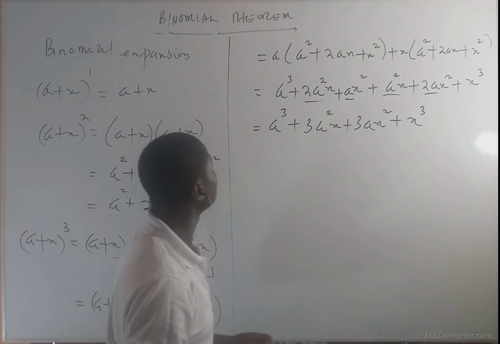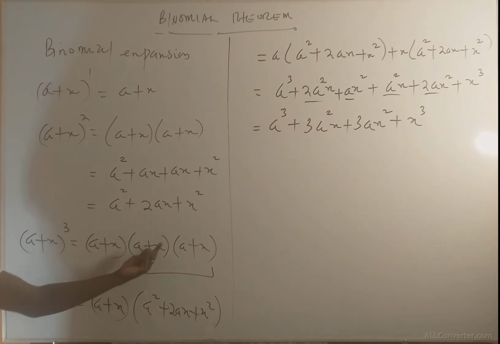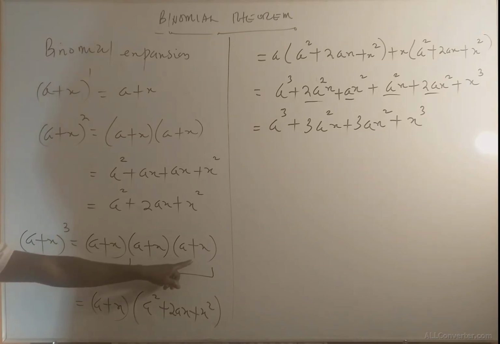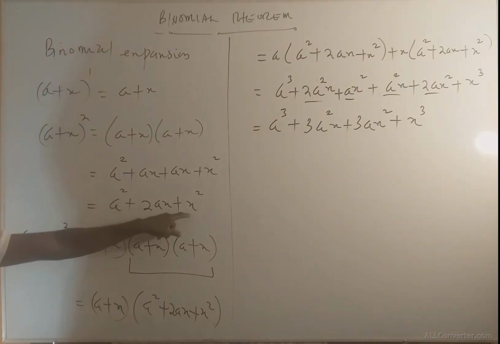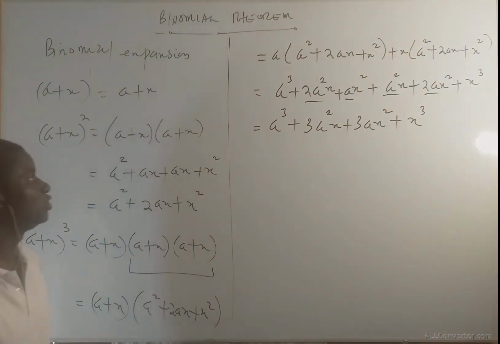I want to go over this again. Don't forget that we are trying to solve for a plus x exponent 3. And this is a plus x times a plus x times a plus x. And don't forget that a plus x times a plus x is a squared plus 2ax plus x squared, because we are already done with this expansion. So in place of all this, you can now substitute this, and that's what we have here. We are saying that if you have a plus x multiplying a squared plus 2ax plus x squared, then a will multiply all the terms of the second bracket. Then x will also multiply all the terms of the second bracket. So in doing that, that's what we have here.